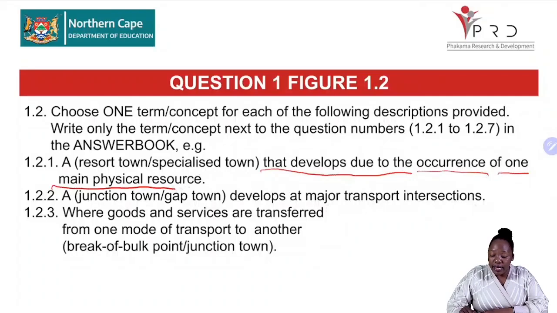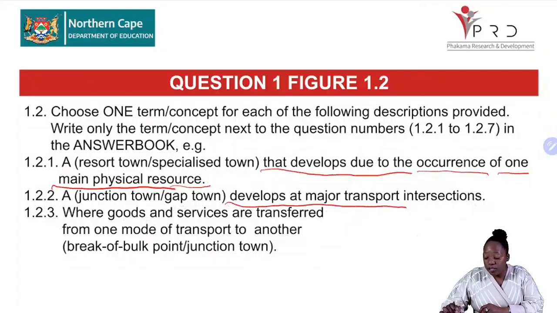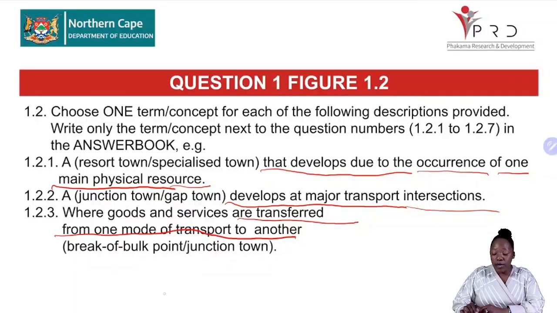Then your second question: a junction town or is it a gap town? It develops as the major transport intersection. That's where you'll get the clue. Then your 1.2.3, where goods and services are transferred from one mode of transport to another. So is it a break of bulk point or is it a junction town?